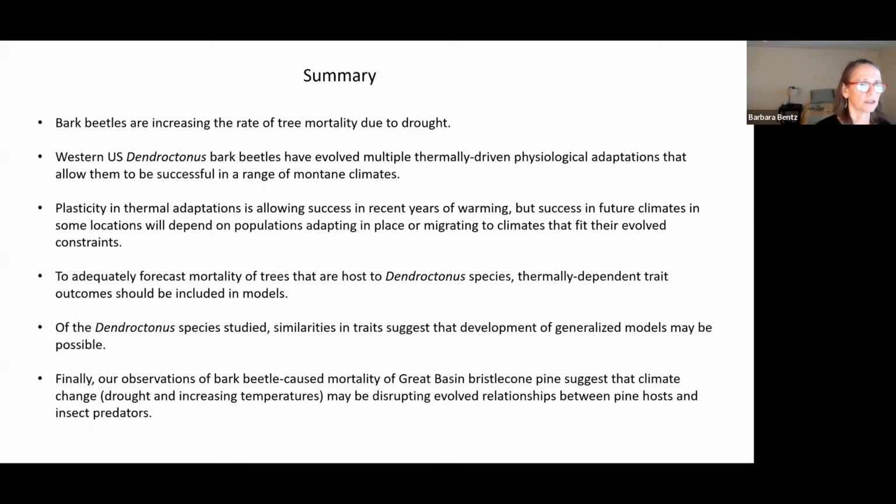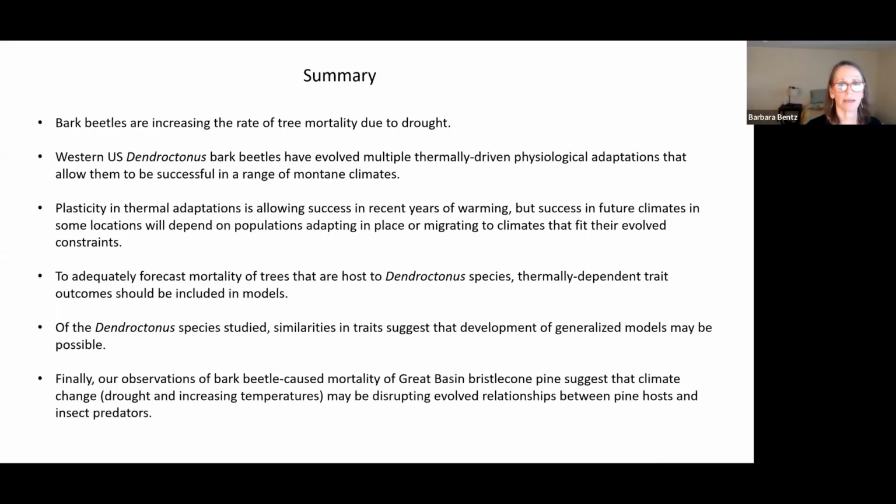Western US Dendroctonus bark beetles have evolved multiple thermally driven physiological adaptations that allow them to be successful in a range of montane climates. Plasticity in these thermal adaptations is allowing success in recent years of warming, with these shifts from semivoltine to univoltine, but success in future climates in some locations is definitely going to depend on populations adapting in place or migrating to climates that fit their evolved constraints.